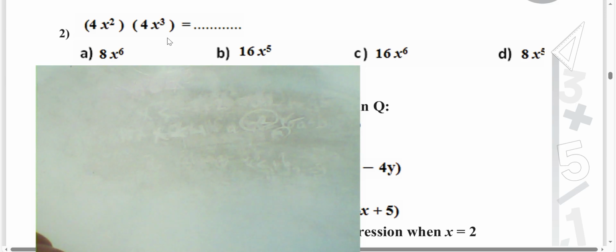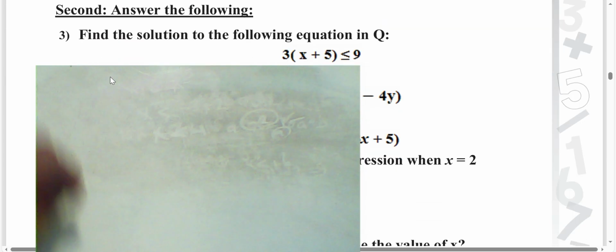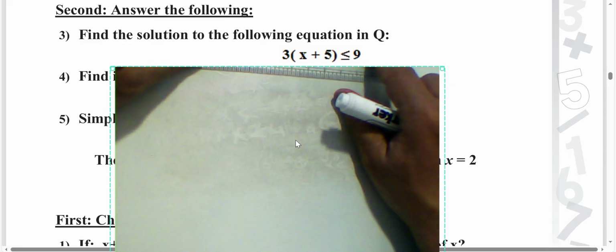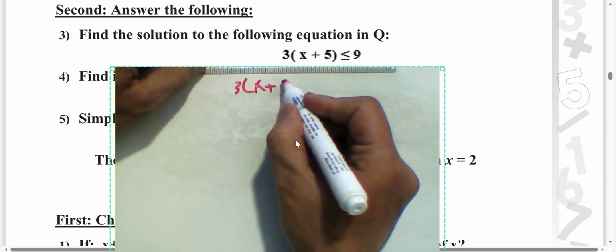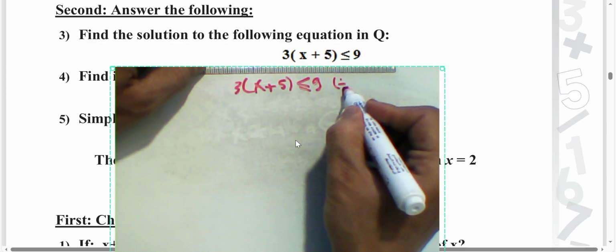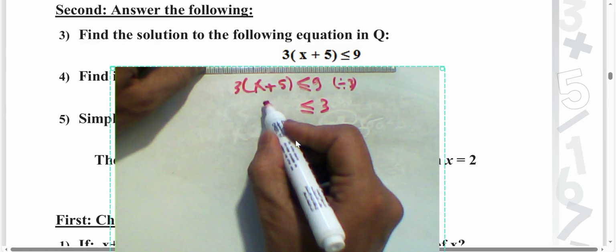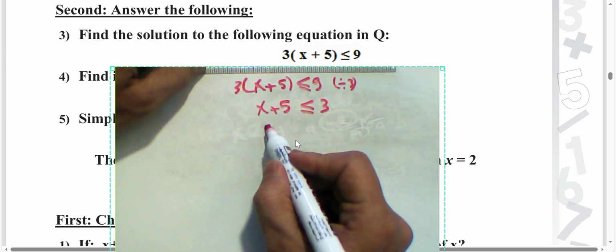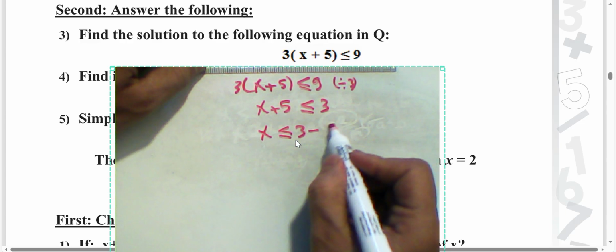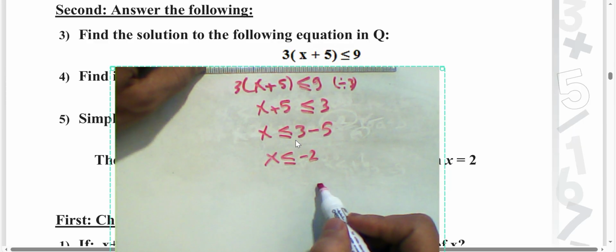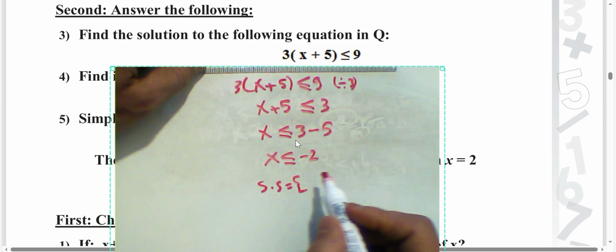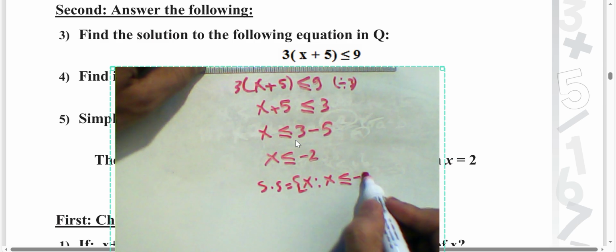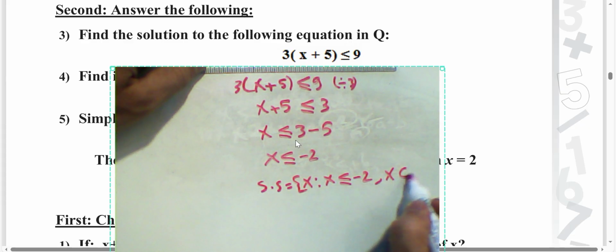Next question. Find the solution set of the inequality here. We have this inequality 3 product by x plus 5 less than or equal to 9. We can divide by 3. 9 divided by 3 equals 3, then x plus 5 less than or equal to 3. Then we can move 5 here, then x less than or equal to negative 2. The solution set will be x such that x less than or equal to negative 2 and x belongs to the rational numbers. Solution of this inequality.